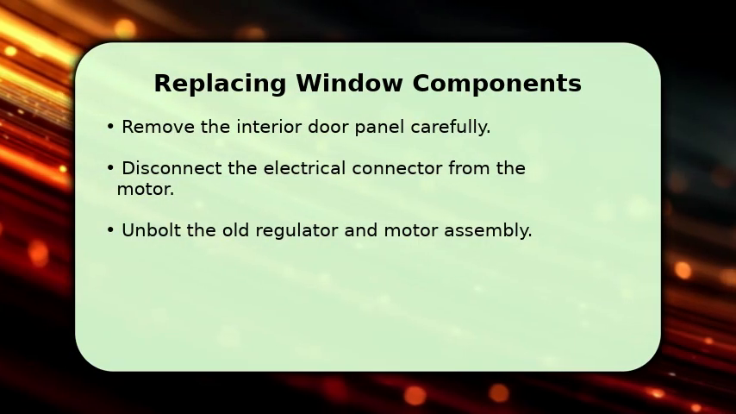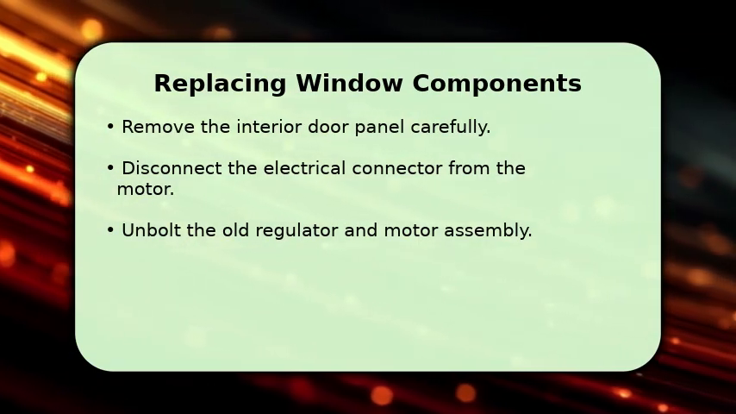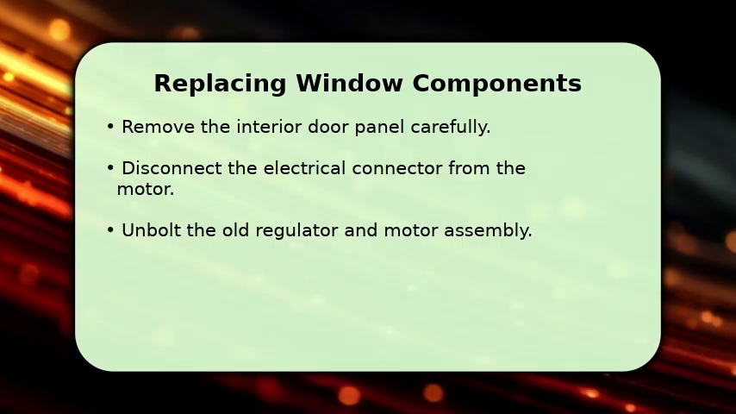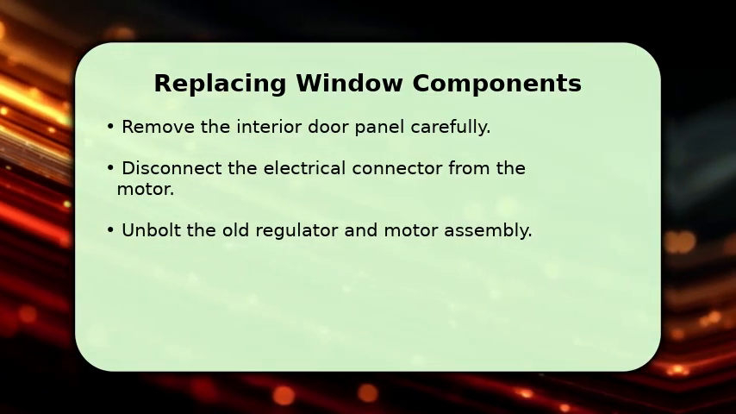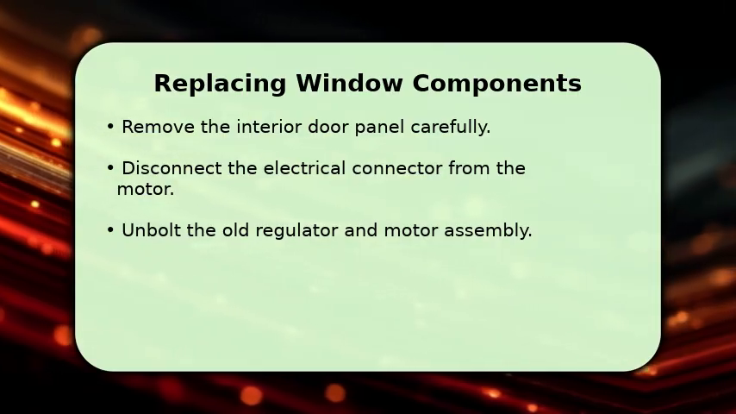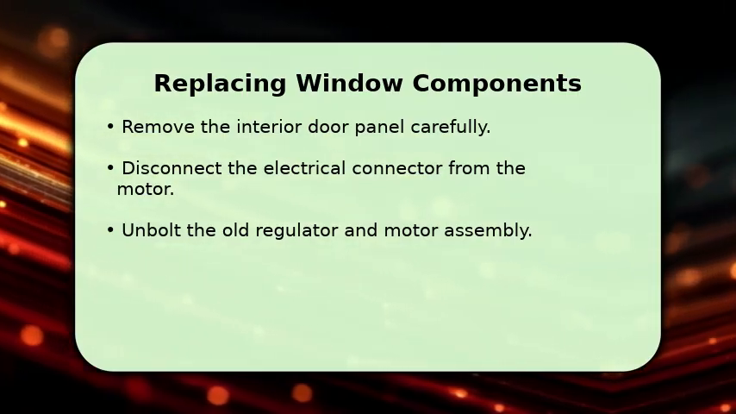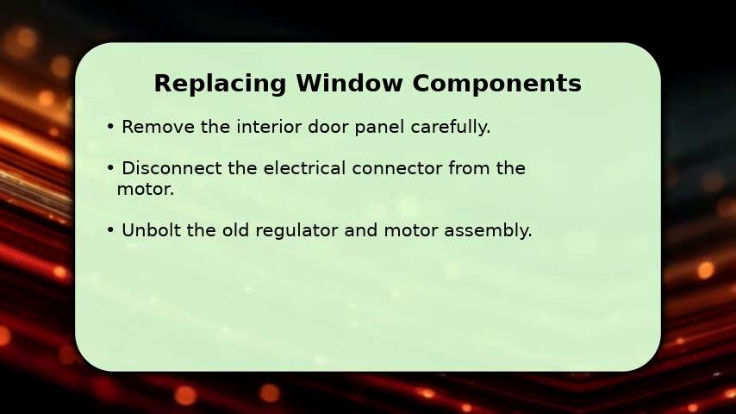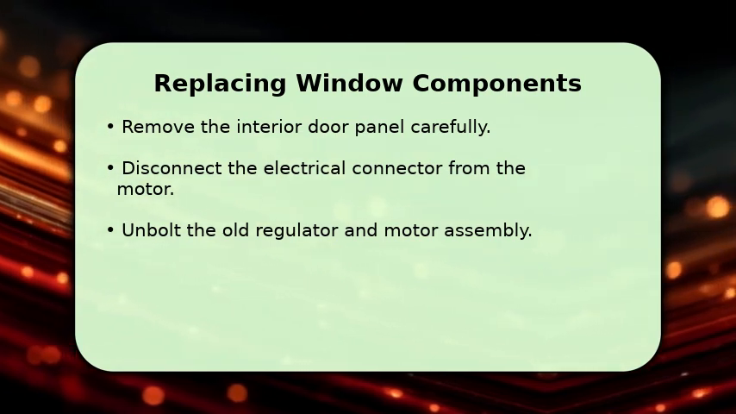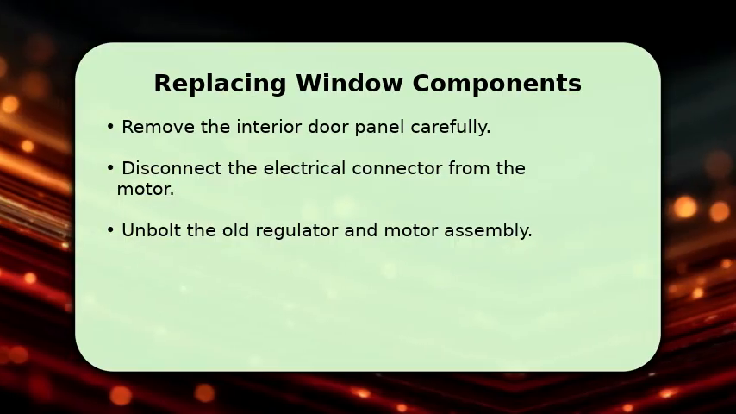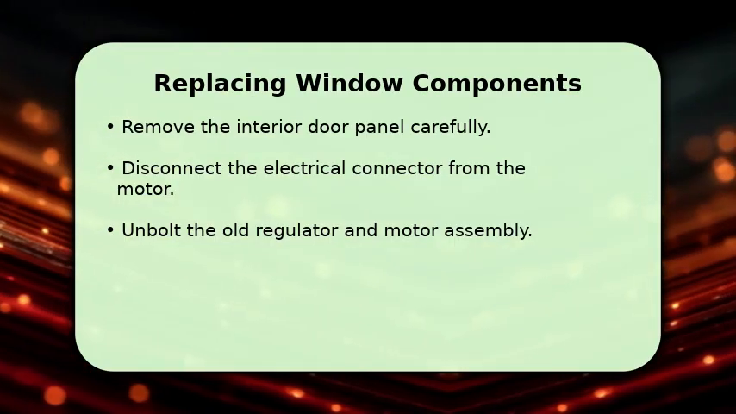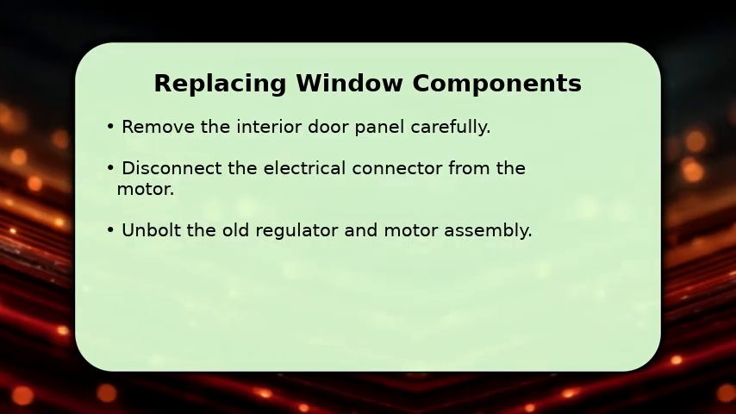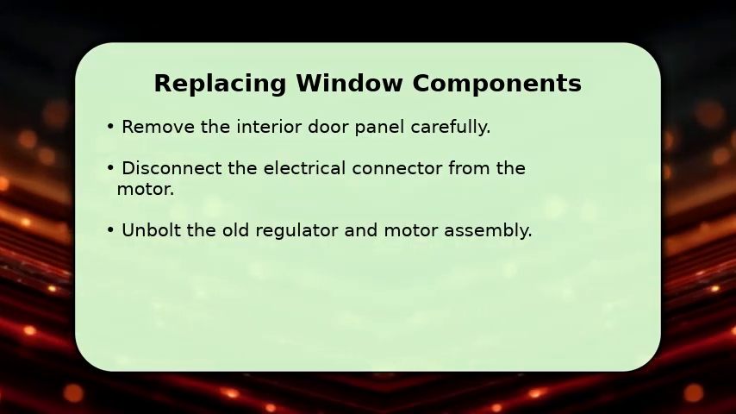If a reset doesn't work, you might need to replace the window regulator or motor. This involves removing the interior door panel, which usually requires a few screws and some gentle prying. Disconnect the electrical connector from the motor. Then, unbolt the old regulator and motor assembly from the door frame. Carefully install the new assembly, ensuring all mounting points align. Reconnect the electrical components before reattaching the door panel.